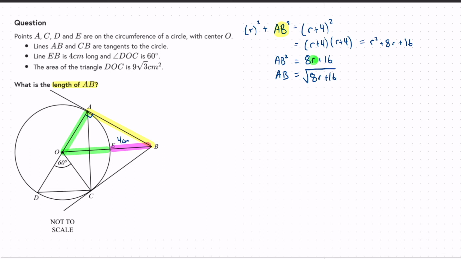So once I know the radius, I'll know what AB is. Okay, so let's use some more information. The area of the triangle DOC is 9 times the square root of 3. Okay, so the area, I'm just going to write that here, equals, and the area also equals half base times height.